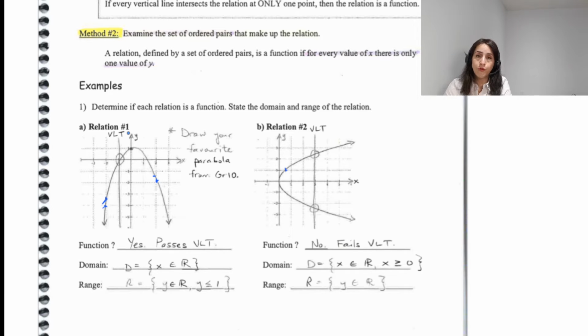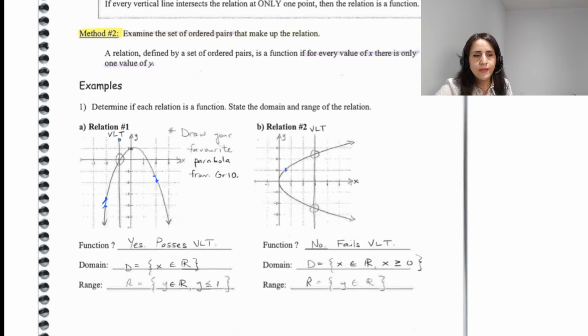As I know, for now it's just a relation, because every graph can be a relation, but I'm not sure if it's a function or not. I'm going to check if it's a function or not. As you see, it's a parabola open downward, a graph that looks like a parabola open downward going down.